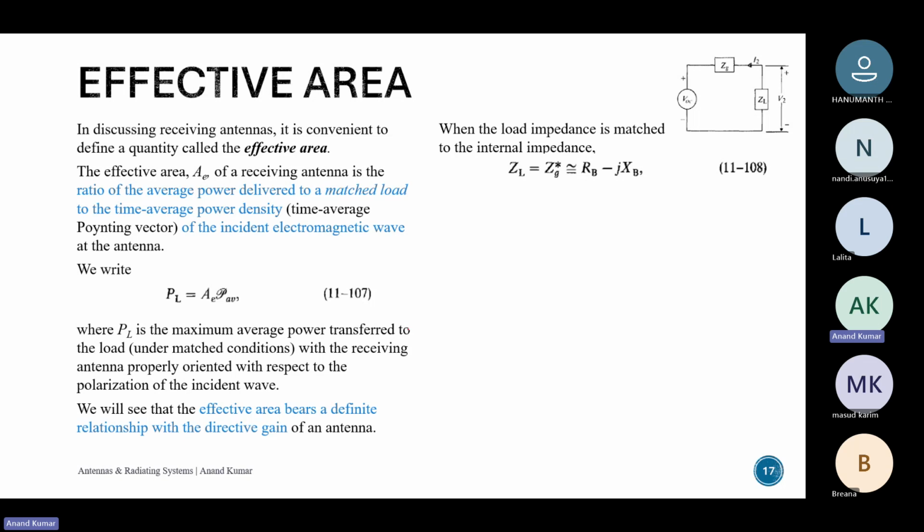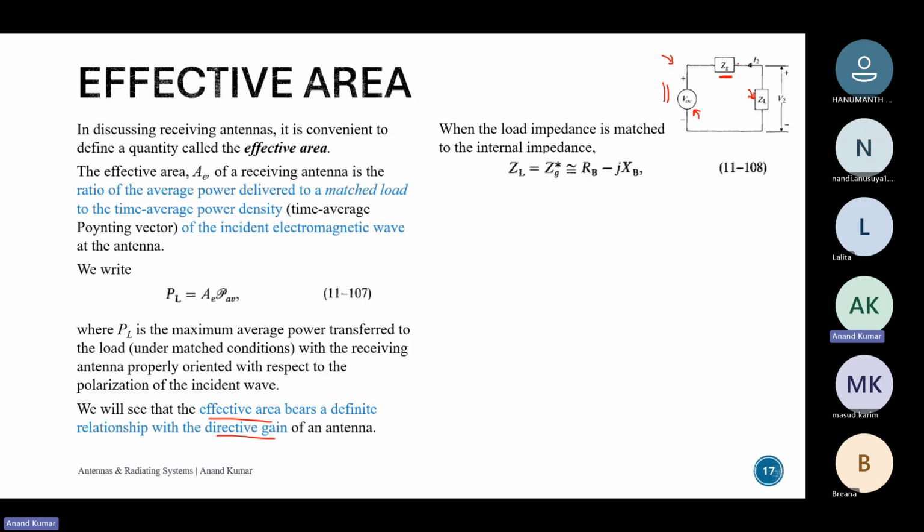Okay. So we'll derive a relationship between the effective area and the directive gain of the antenna. So in the last class, we came up with this equivalent circuit, where this was the open circuit voltage that is developed due to the incident waves. This is the generator impedance, and this is the load of the receiver.